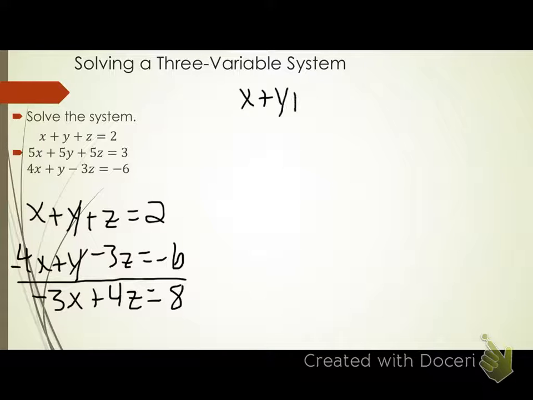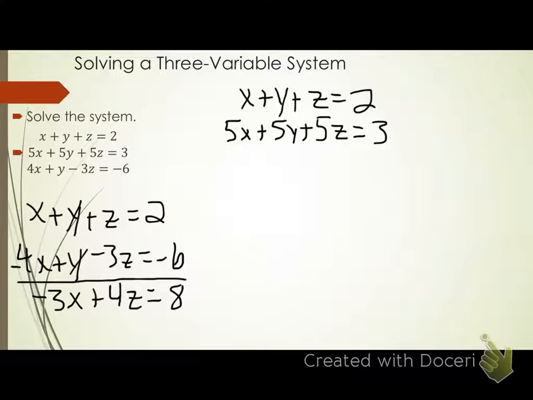X plus y plus z equals 2. 5x plus 5y plus 5z equals 3. Which variable are we eliminating here? Nope. I'm eliminating y. Whichever variable I eliminated in my first set of equations, I have to eliminate that variable in this set of equations. Okay? So, do they have the same number in front of them, my y's? No, they don't. What do I need to do to make that happen?